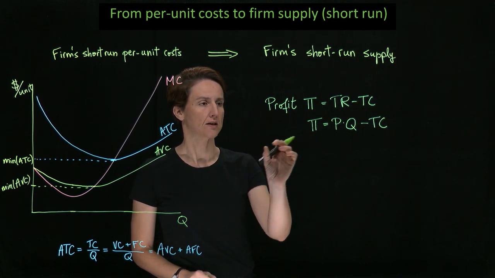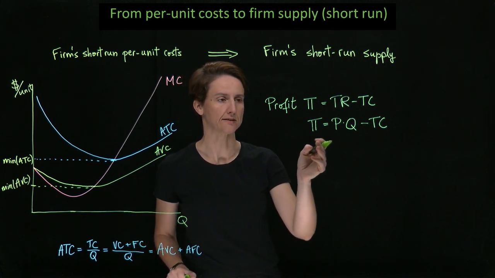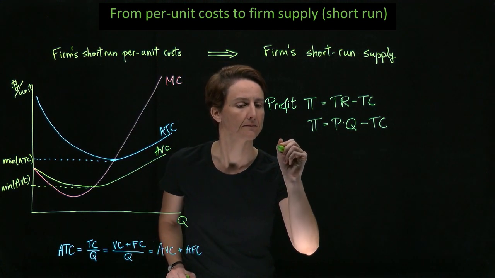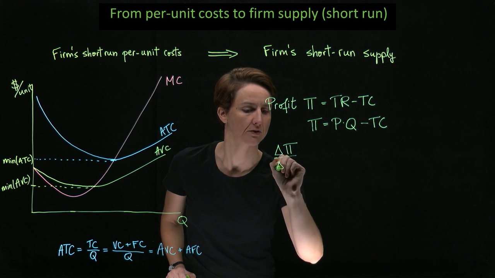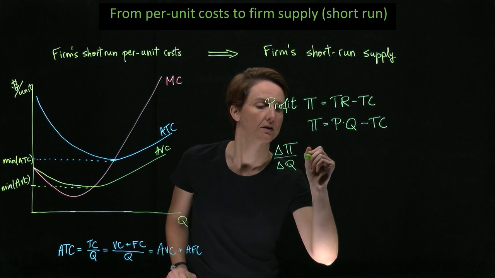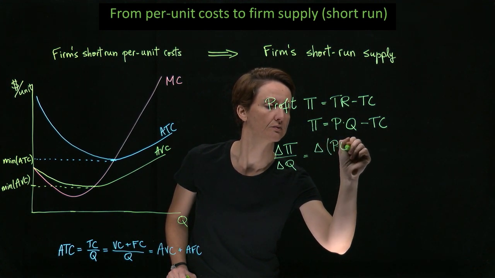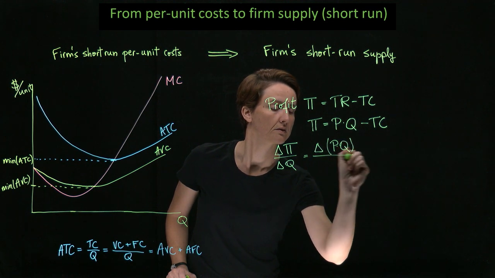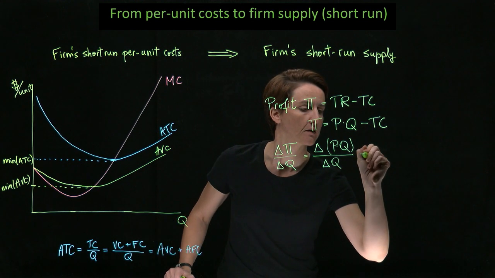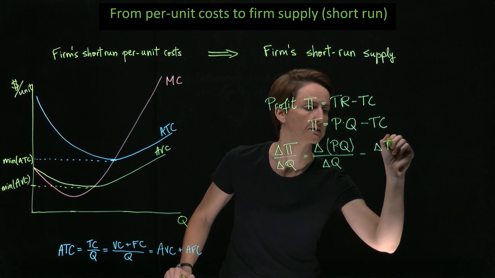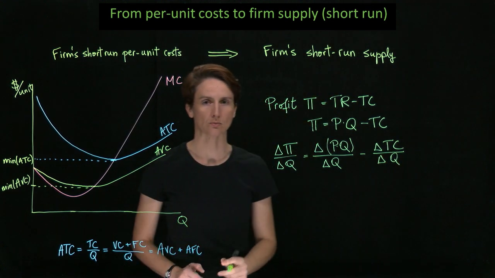Let's think about how that profit changes as we increase output by a small amount or by a unit. The change in profit that results from a change in output equals the change in total revenue, so P times Q, corresponding to that change in output, minus the change in total cost, again corresponding to that change in output.